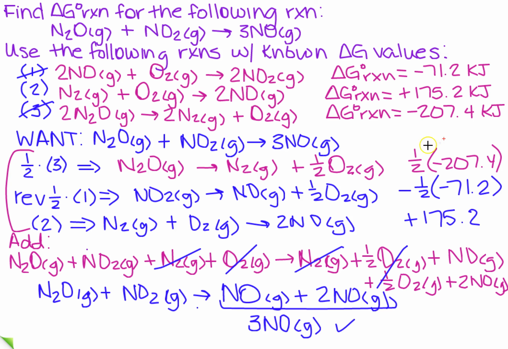And now I need to add up everything I did over here on the right-hand side. So this part right here, we're going to add together. And when we do that, we get a positive 107.1 kilojoules.